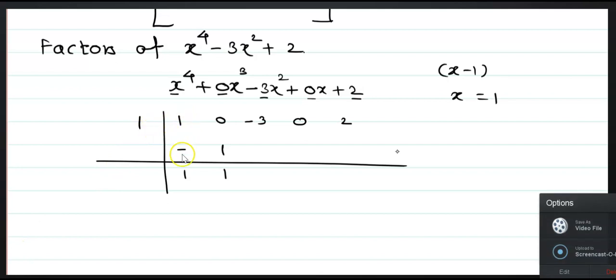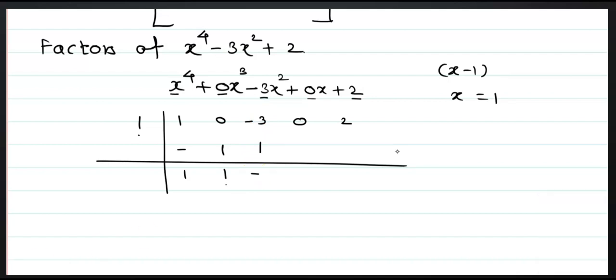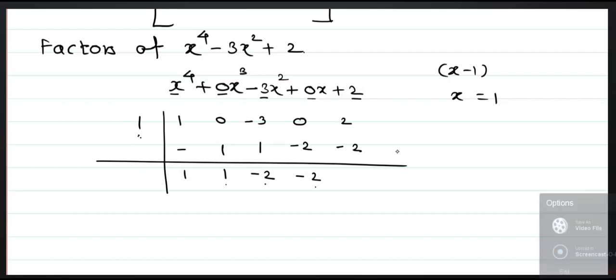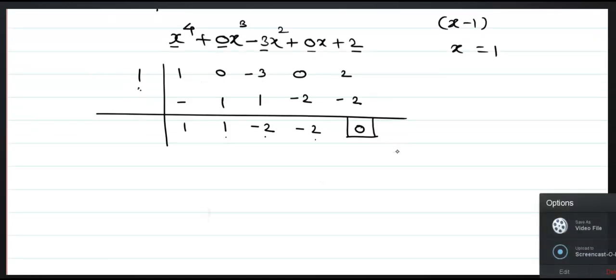First one is 1 into 1 is 1. 0 plus 1 is 1. 1 into 1 is 1. Minus 3 plus 1 will become minus 2. See this here, it is minus 2. And again 1 into minus 2 will become minus 2. 0 minus 2 is minus 2. 1 minus 2 is again minus 2. And plus 2 minus 2 will become 0.